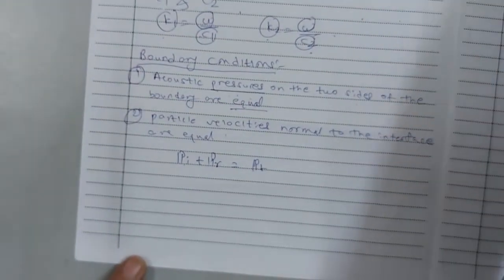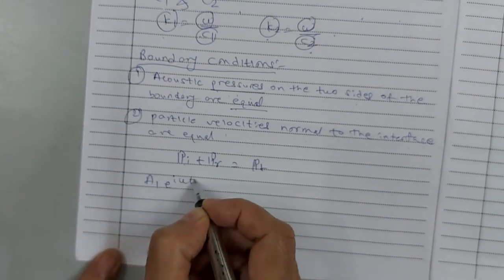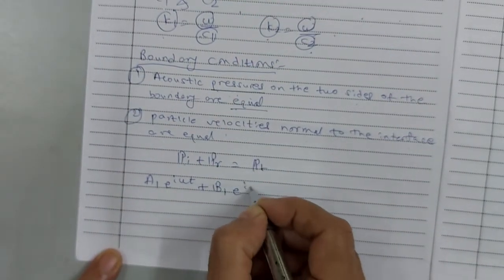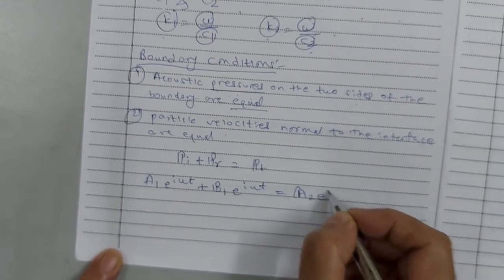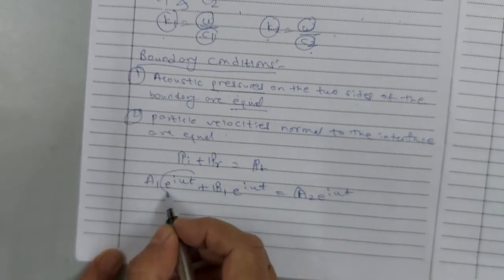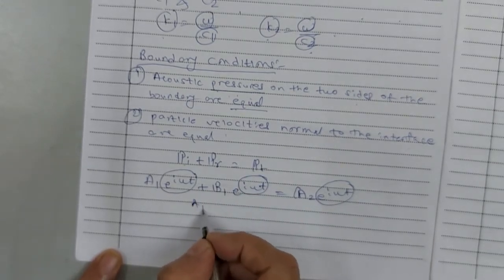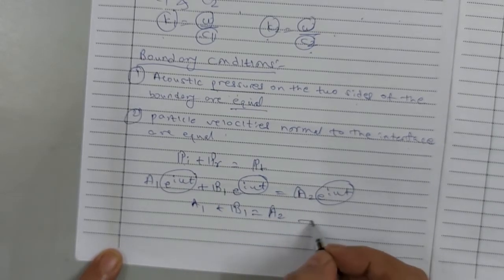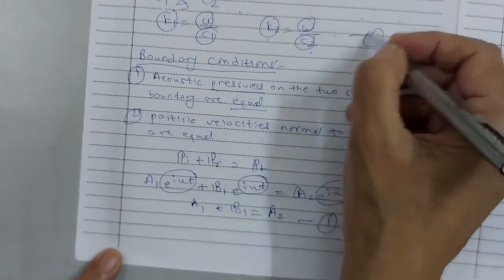I'll just write that and show it to you. Suppose I write a1 e to the power i omega t, because x is 0, plus b1 e to the power i omega t is equal to a2 e to the power i omega t. Take e to the power i omega t common, so that will get cancelled everywhere. So I have the equation a1 plus b1 is equal to a2. This is my equation number 1. Or I can say 1, 2, 3, and this is 4, and this is 5.